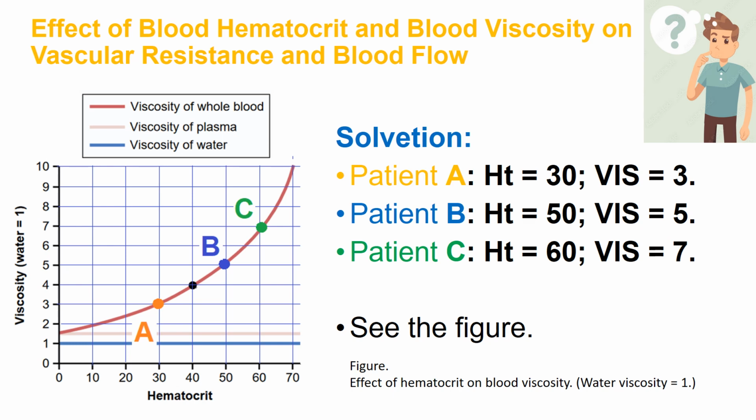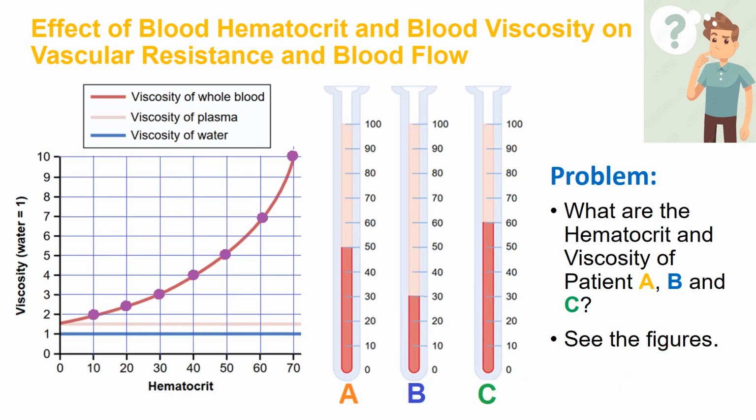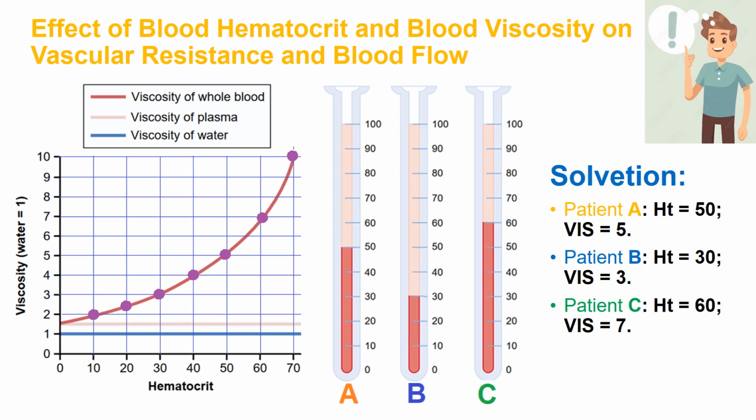See the figure. Problem. What are the hematocrit and viscosity of patients A, B and C? See the figures. Solution. Patient A, hematocrit equals 50, blood viscosity equals 5. Patient B, hematocrit equals 30, blood viscosity equals 3. Patient C, hematocrit equals 60, blood viscosity equals 7.